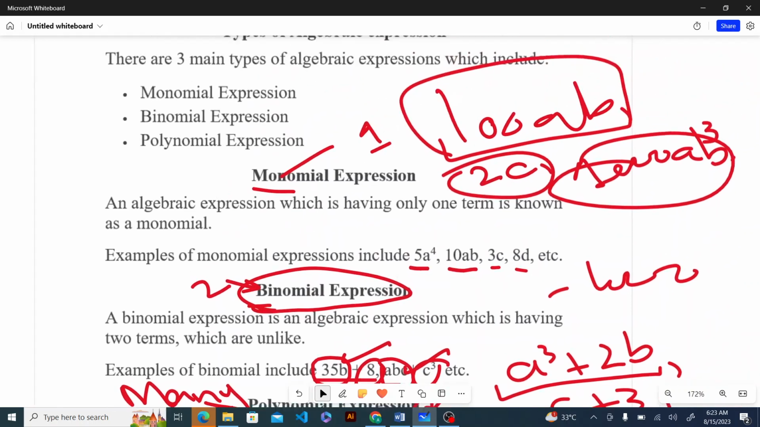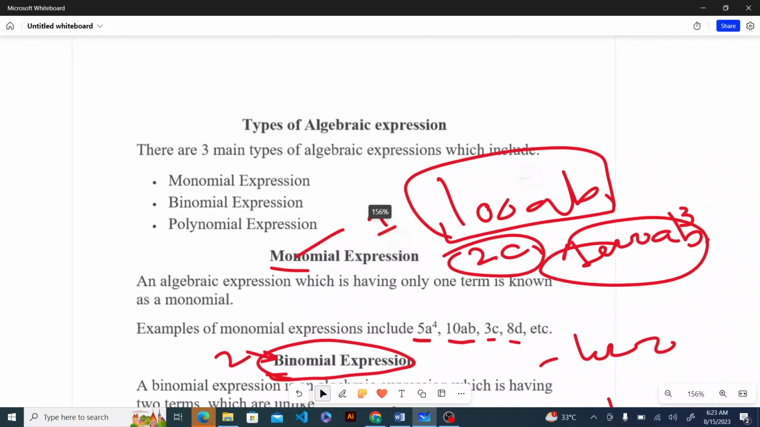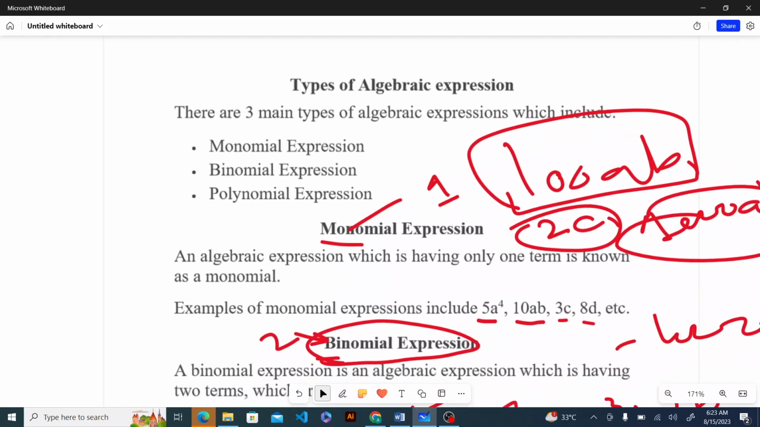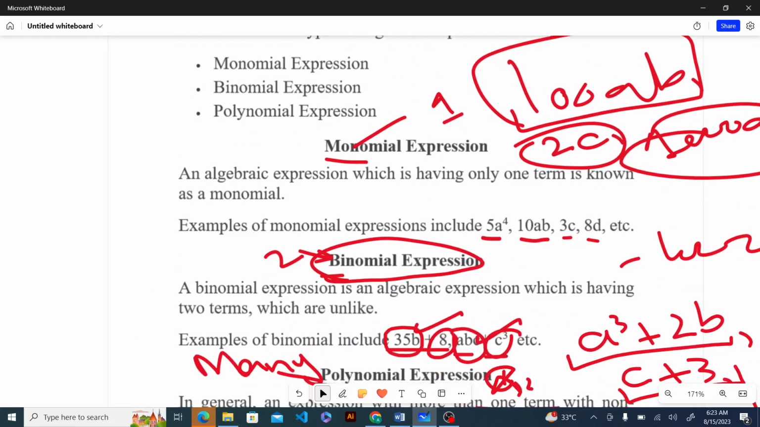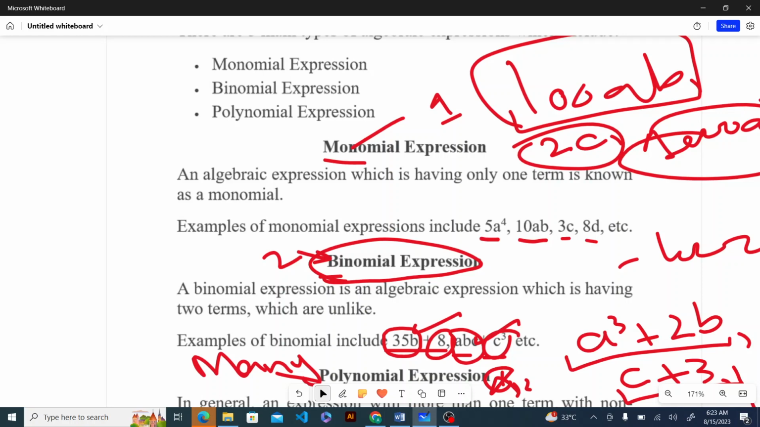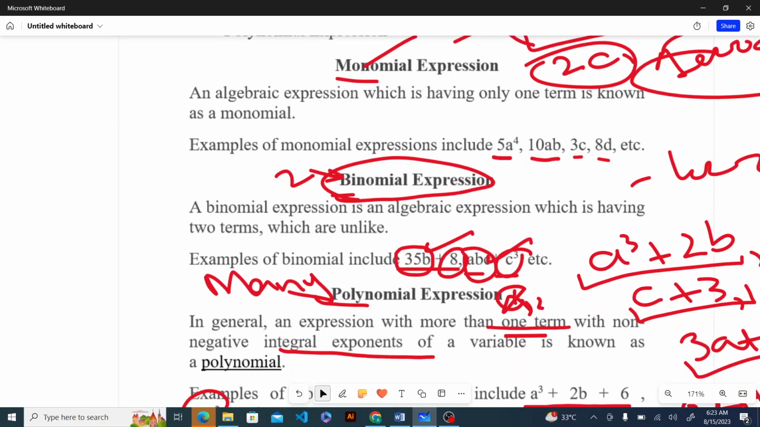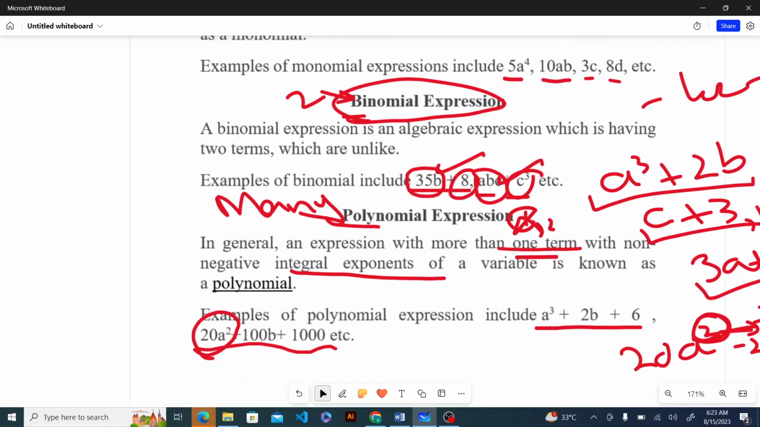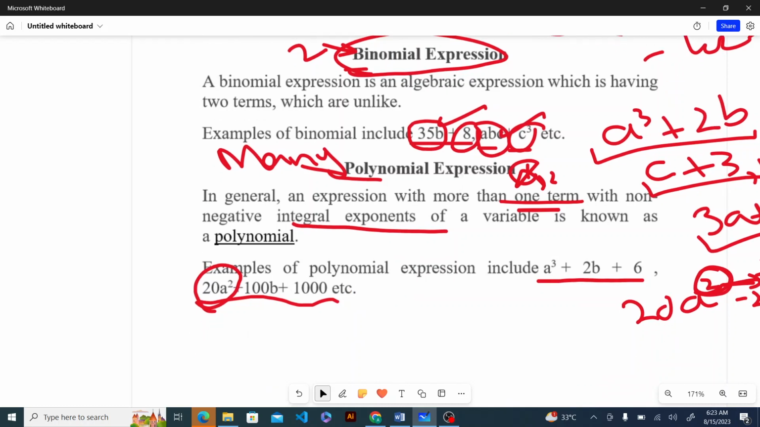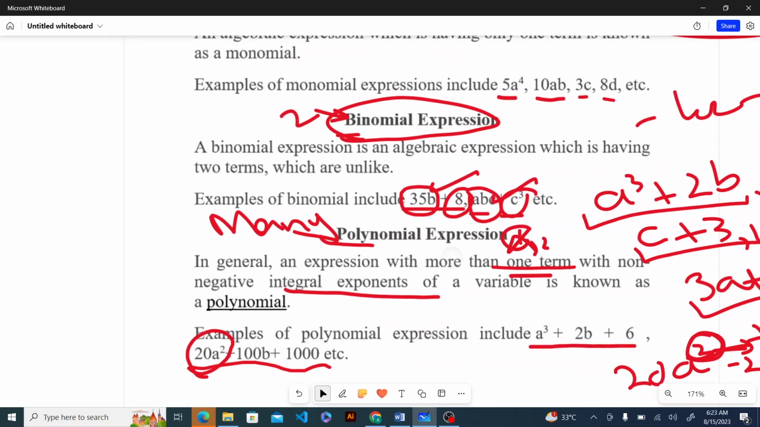This was today's lecture in which we have covered types of algebraic expressions. Let me just review it. Firstly, we did monomial, means only one term. Then binomial means two terms in an algebraic expression. In polynomial, more than one term. More than one term means two up to many terms, infinite, how many you want to add.